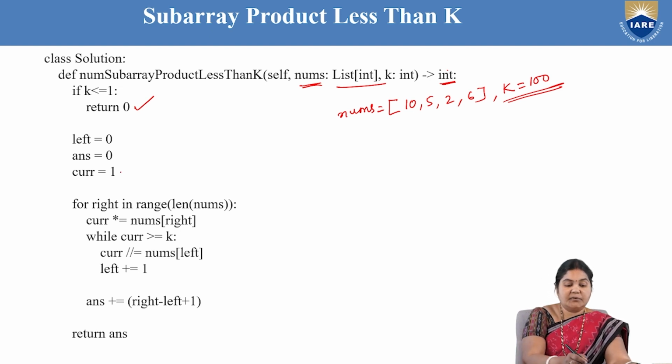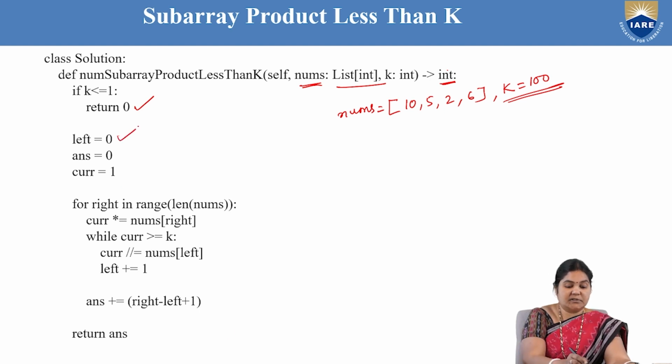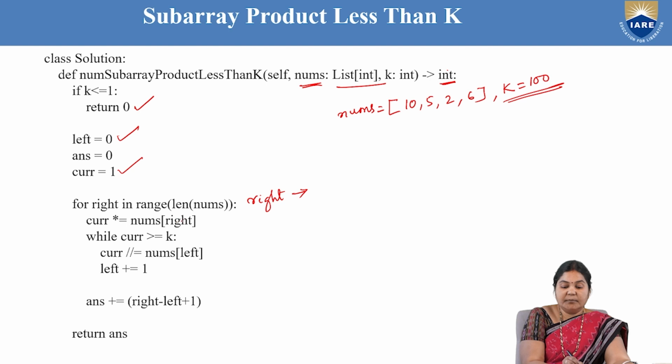We are going to use left and right pointers. Initially left is equal to 0. Answer, which we are going to find out, is initialized to 0. And the product is initially 1. So, for right in range of length of nums. What is the length of nums? It is 4. So, right value will be 0, 1, 2 and 3.